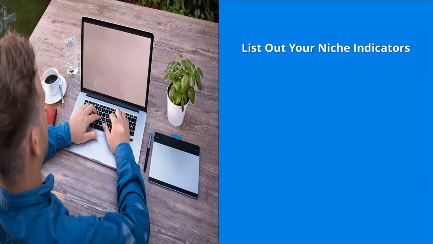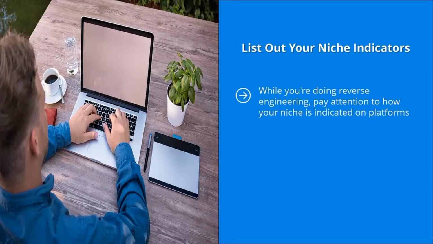List out your niche indicators. While you're doing reverse engineering, pay attention to how your niche is indicated on platforms. These involve hashtags, categories, keyword targets, labeling patterns, and tags. Use these to do the analysis I described above.